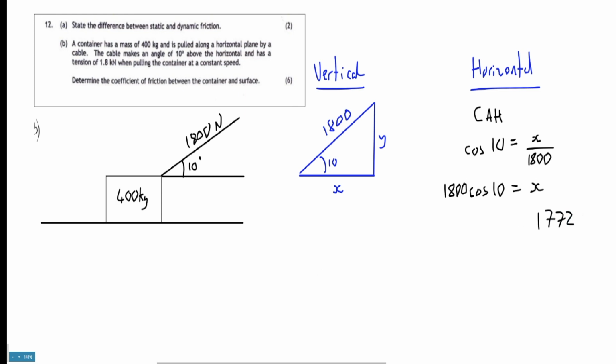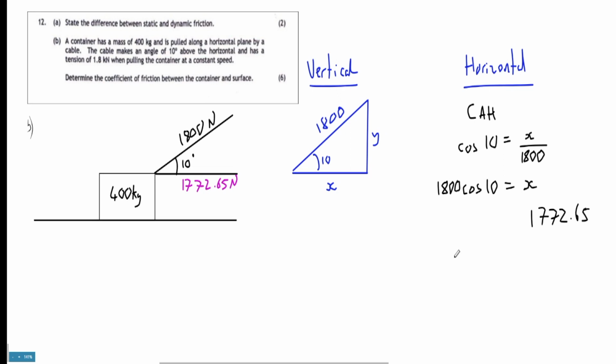1772.65 newtons. Let's write that down on the diagram, make it a bright color. 1772.65 newtons, pulling this thing along. That's great. Now we need to do the vertical.